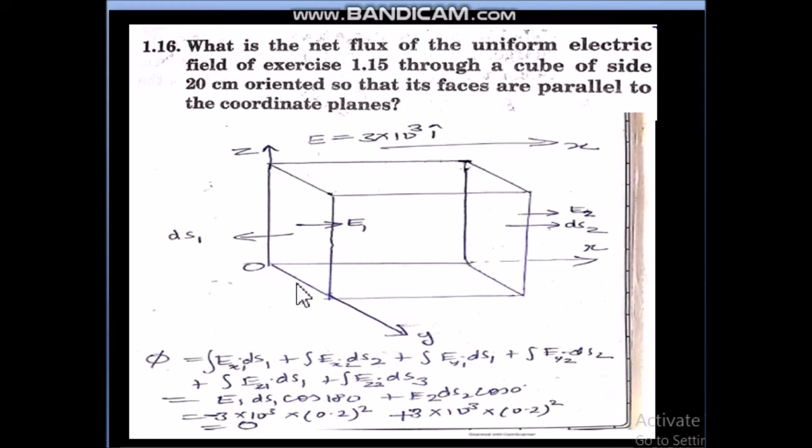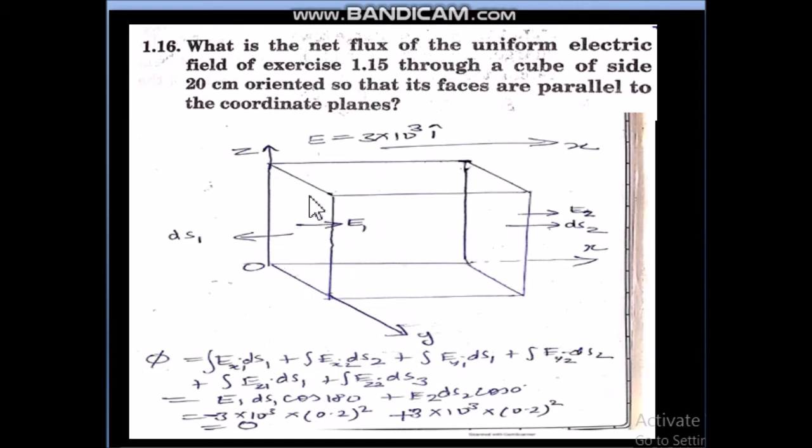This Ex1 ds1 means first face appearing in x direction. Ex2 ds2 means second face appearing in x direction. What we have to do to solve this first integration, we will take this first face of the cube. Now we will draw electric field vector direction and ds1 vector direction. So you can notice E vector is going in x direction because i cap was given in the question. So E1 vector towards x direction.